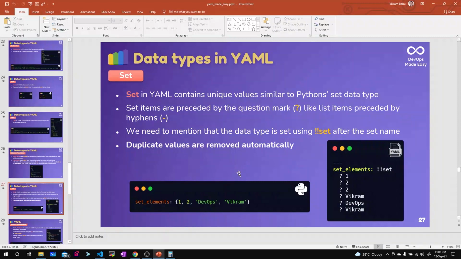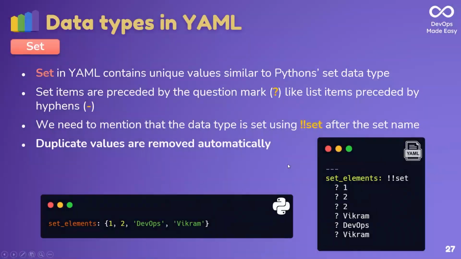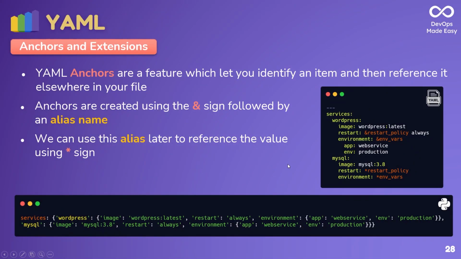Now, going back to the next data type, it is anchors and extensions. Why do we use anchors and extensions? We use them in many places, like in Docker Compose files, and in Ansible also. YAML anchors are a feature which let you identify an item and then reference it elsewhere in your file.